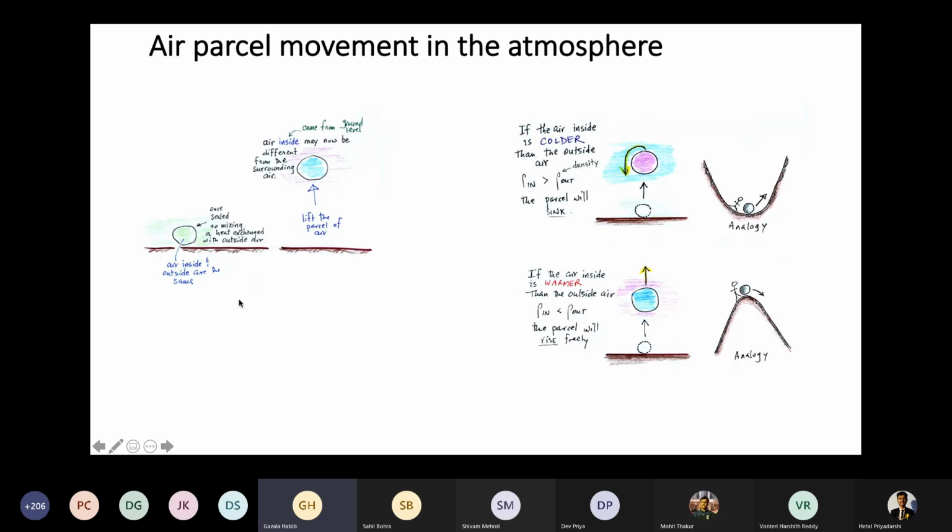Say if the air parcel is coming out from a vehicular tailpipe, its temperature will definitely be greater than the atmospheric temperature or environmental temperature around the parcel, right?